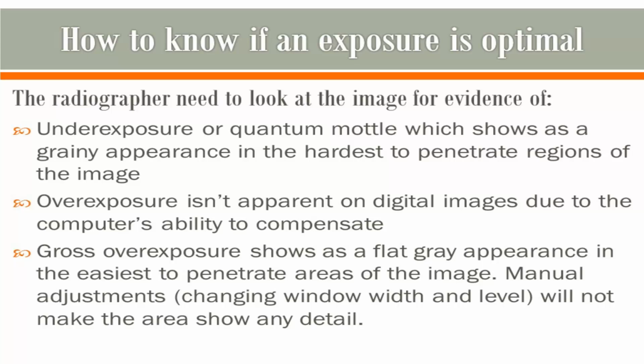Overexposure is a little harder to see on an image because the computer compensates for it rather well. Gross overexposure, which usually doesn't show on an image until it's 8 to 12 times overexposed, shows as a flat black appearance on the image in areas that are easily penetrated. There is no detail in this area even when adjusting the window width and level. This shows up in areas like the lungs, soft tissue, and the thinnest parts of the bone.